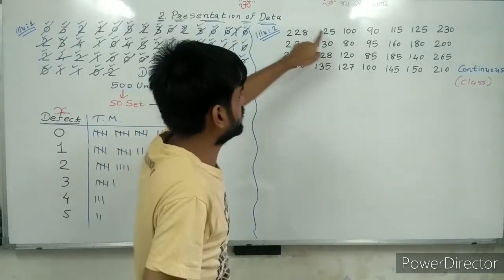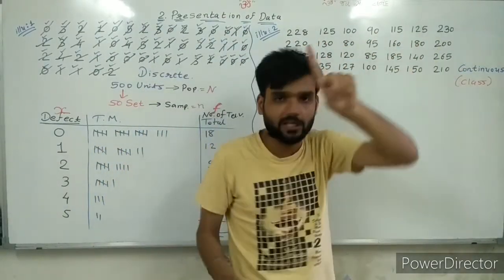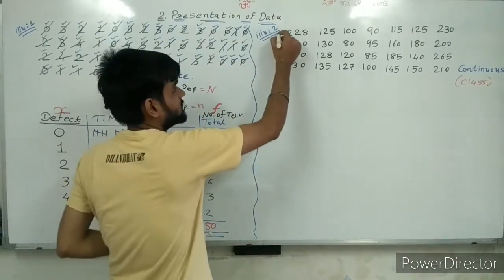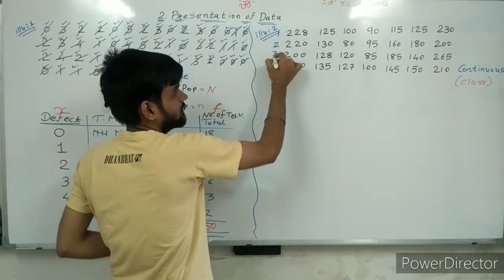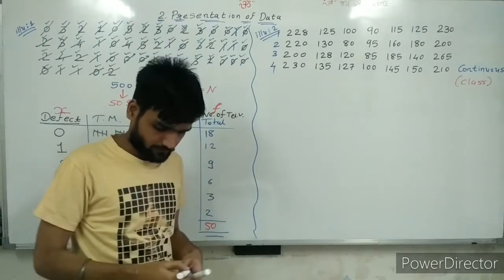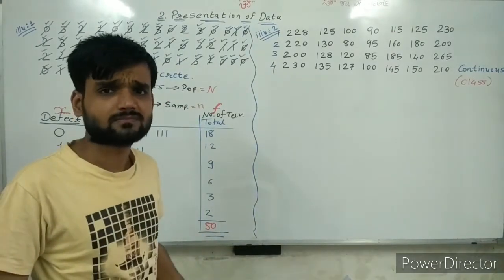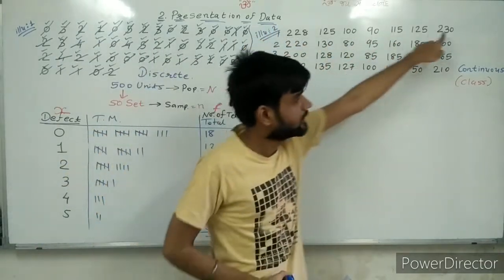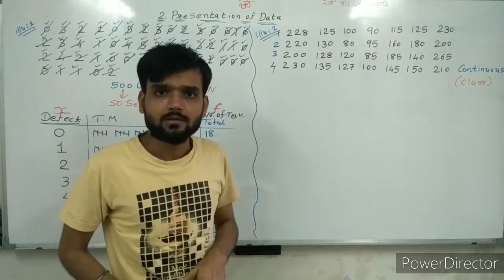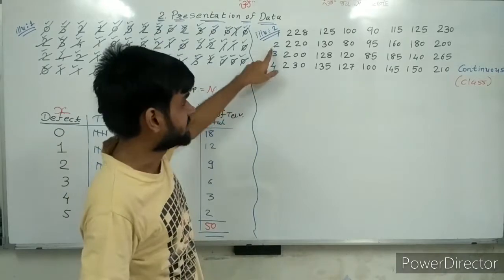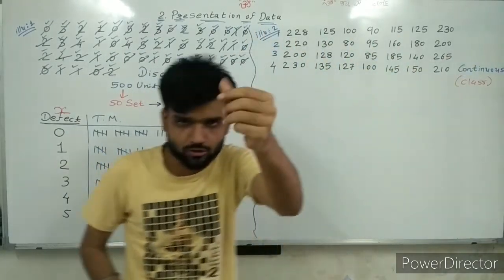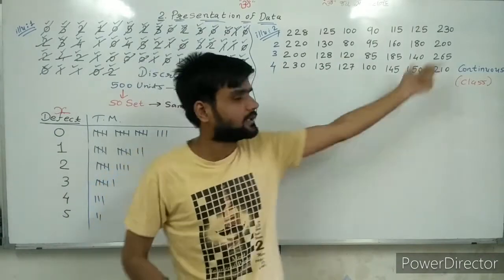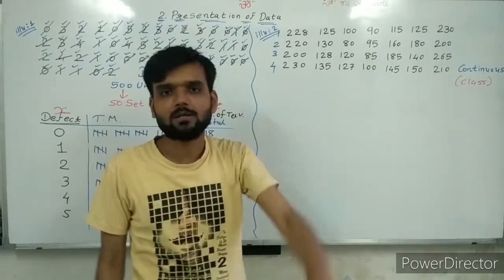So first week 1, 2, 3, 4, 5, 6, 7. In a week 7 days are there. So this is my first week, second week, third week and fourth week. So in first week sales amount, second week sales amount, third week sales amount, and fourth week sales amount is available.